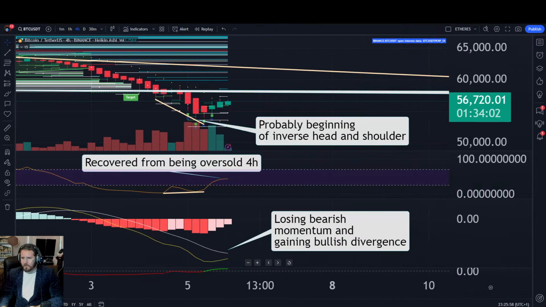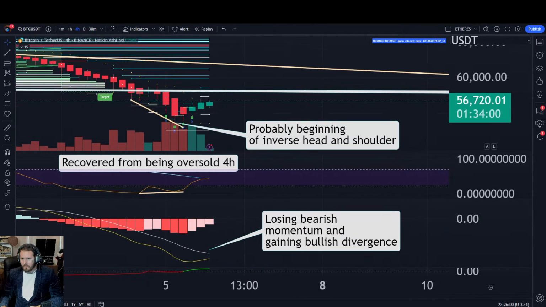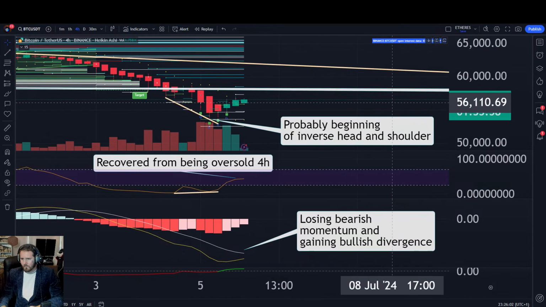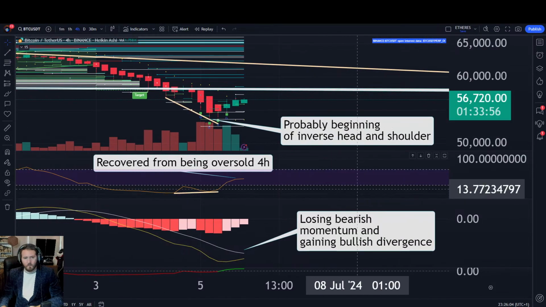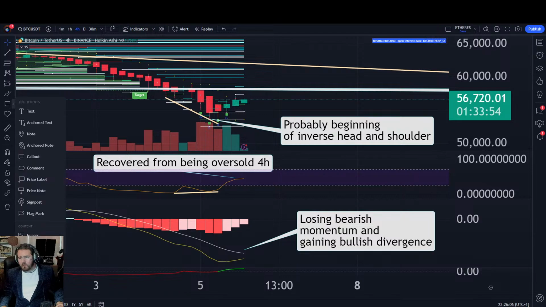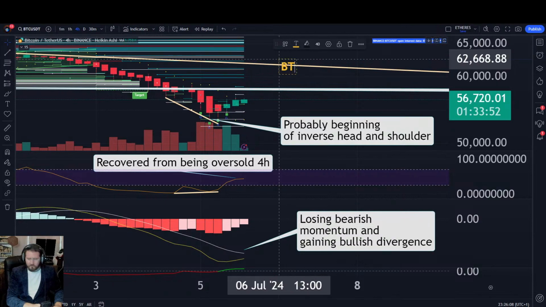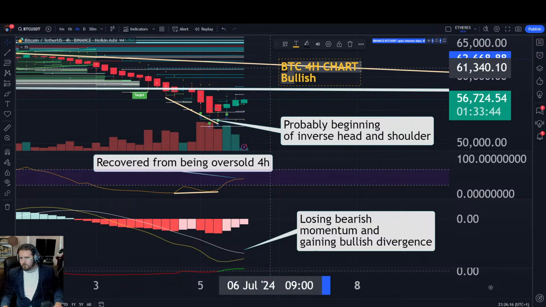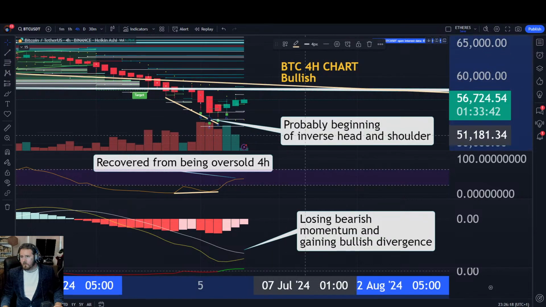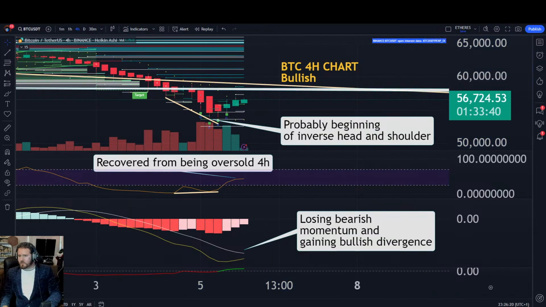And then let's zoom in over here. Try to get this line up a little bit more. This is the Bitcoin 4-hour chart, so we're probably bullish on this. Bullish. Let me take a screenshot. I'm going to show this in the charts channel.